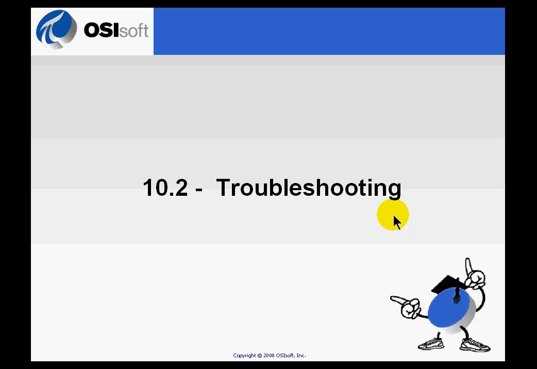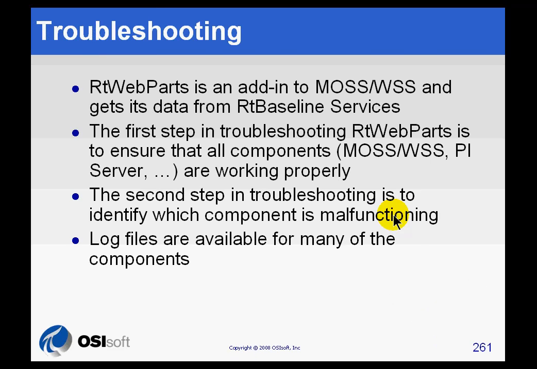RtWebParts is an add-in to Microsoft Office SharePoint Server or Windows SharePoint Services, also known as SharePoint. So the first step in troubleshooting is to make sure that those components are working properly. And if they're not, the second step would be to identify which part of it is failing. And we do have some log files that are available to help you test those components.